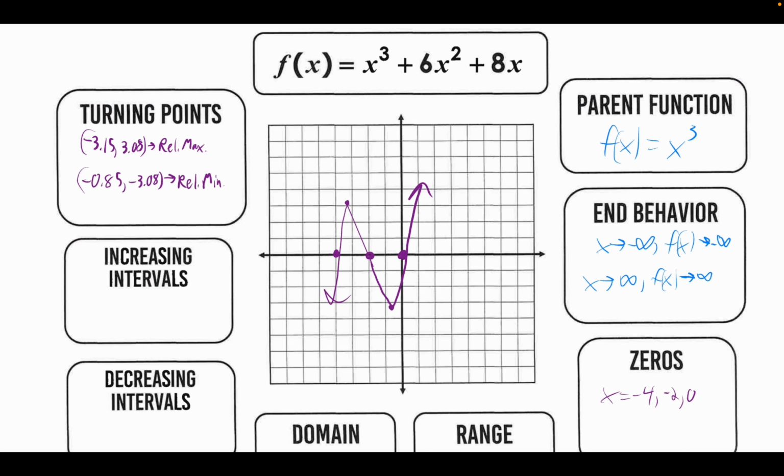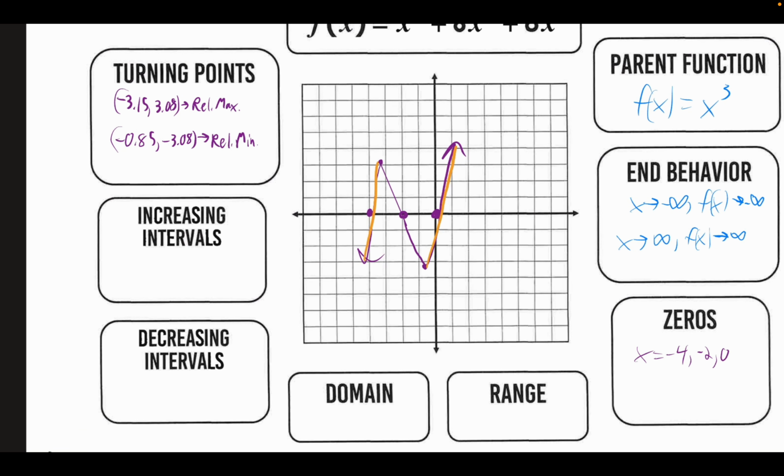Now let's talk about increasing, decreasing intervals. It increases from forever left to the relative maximum, and then from the relative minimum forever right. So that'll be negative infinity, comma negative 3.15, as well as negative 0.85, comma infinity. And the decreasing interval is between the relative maximum and relative minimum, so negative 3.15, comma negative 0.85.